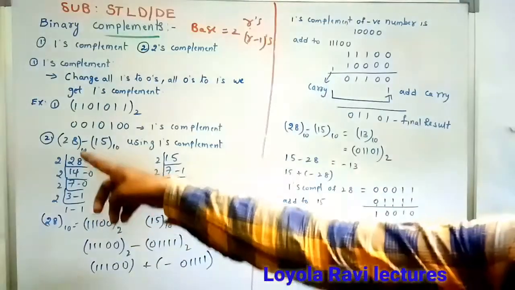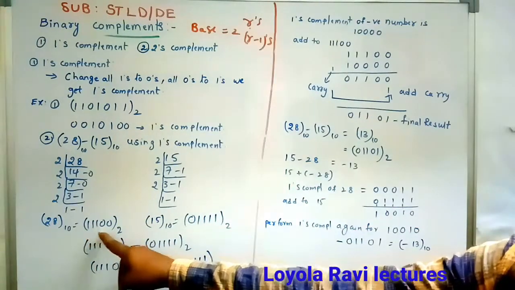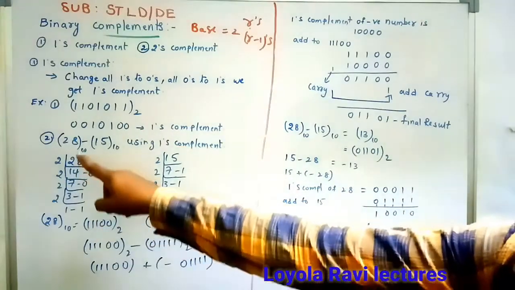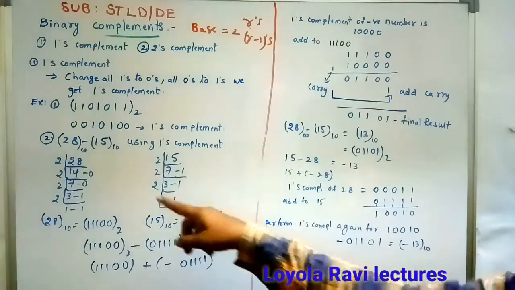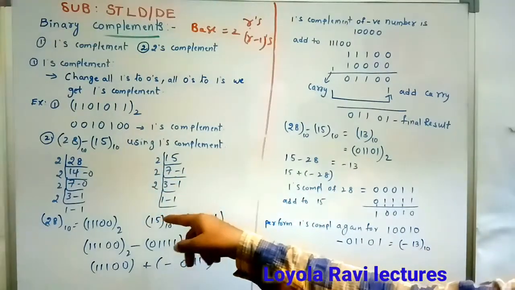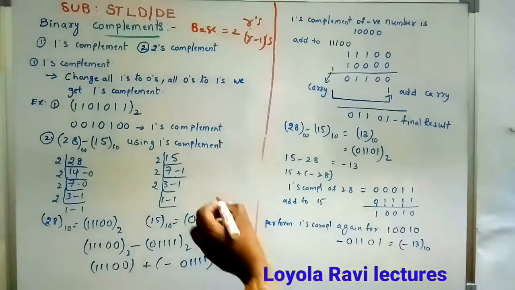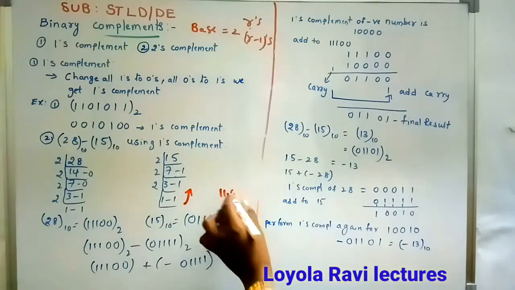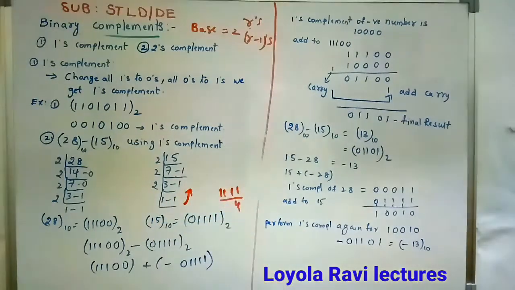So 28 I am going to convert into binary. 28 is 11100. 11100 is the binary for decimal 28. The same way, I am converting 15 into binary by dividing by 2. Then I will get 1111. All ones we are getting, 4 digits here.